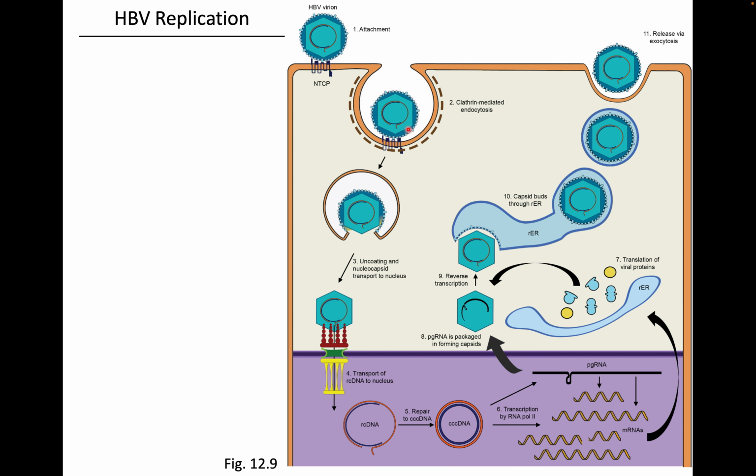So we'll go through the replication cycle in pieces, but before we do, I just wanted to give you the 10,000-foot view, and then we'll jump into some of these in a little bit more detail. Like I said, we're not going to go crazy here, but of course you've got attachment at the cell surface, right? We're going to get into the cell by clathrin-mediated endocytosis. There's going to be a fusion event with that endocytic vesicle that is going to allow the nucleocapsid to escape.